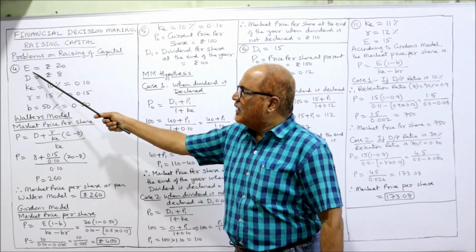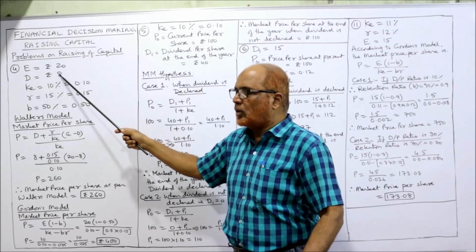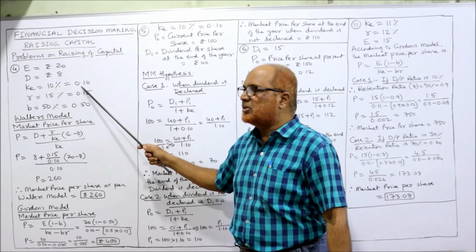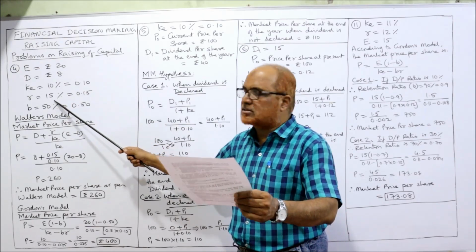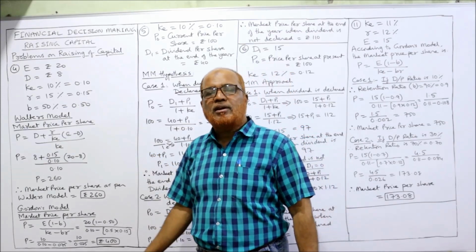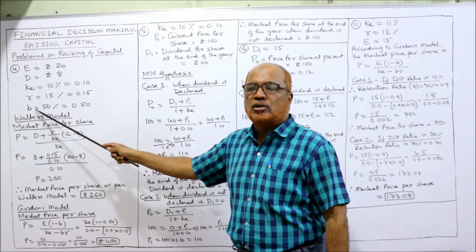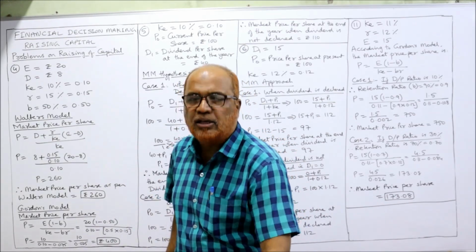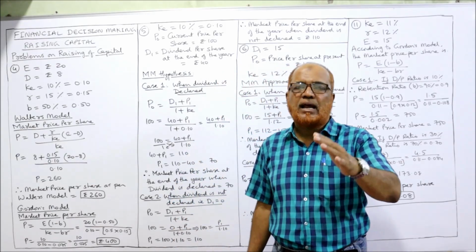So I'm writing out E. E stands for earnings per share, 20 rupees. Dividend per share D is equal to 8 rupees, and cost of capital KE 10%. 10% means 0.10. Then internal rate of return R is 15%, 0.15, and retention ratio 50%. Retention ratio, the symbol is B. B is the symbol for retention ratio. So 50%, 0.5. This is the complete information given in the problem, and you are required to calculate the market price per share according to Walter and Gordon.